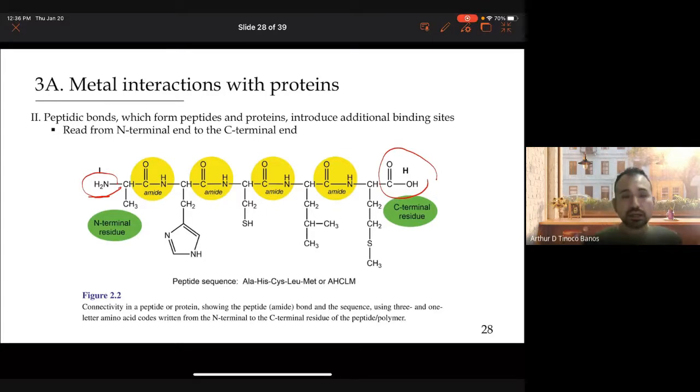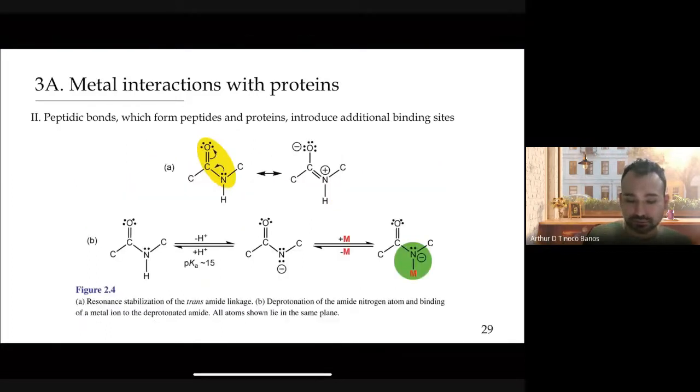Well, we see how those can serve as metal binding sites, and there are plenty of examples. We also have metal binding occurring at the backbone and also at the side groups of the amino acids. So these are introducing different sites that are possible points of contact with metals.